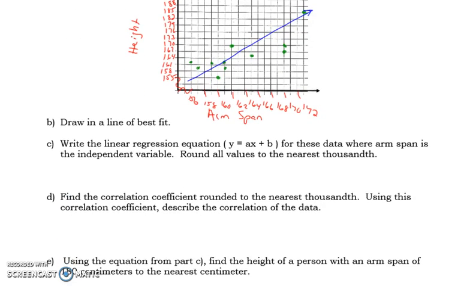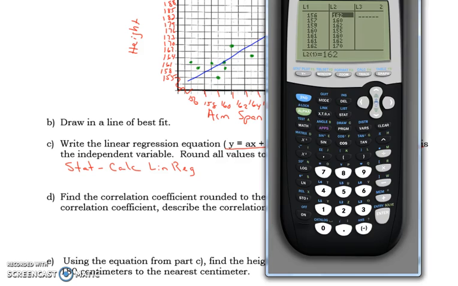Now part C is write the regression equation y equals ax plus b, which means you know that it's going to be stat calc linear regression, when arm span is the independent variable. So what they mean is that the arm span has to be the x or the L1, and we're going to round all values to the nearest thousandth. What I've done is enter the data into L1 and L2 already. I've got my arm span in L1, height in L2.